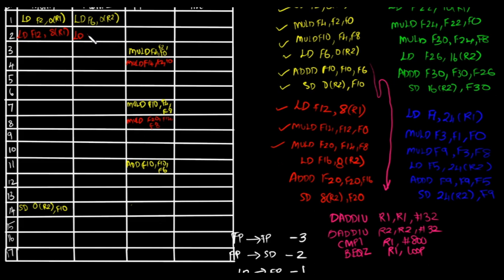LD F16 comma 8 of R2, and this add D obviously will come here because this mul has to have 3 clock cycles, 1, 2, 3, and we can fill the add D here.